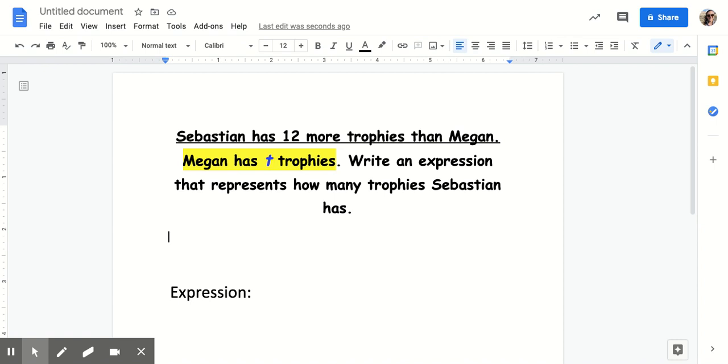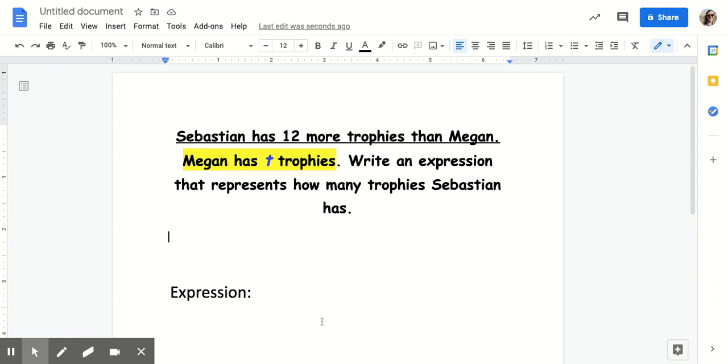Now I need to identify the variable. This problem makes it a little bit easier to do that just because it already tells me how many trophies Megan has in variable form. So when it says Megan has T trophies, that T is a variable which is in place of how many trophies she truly has. So it's just holding the place of the number.